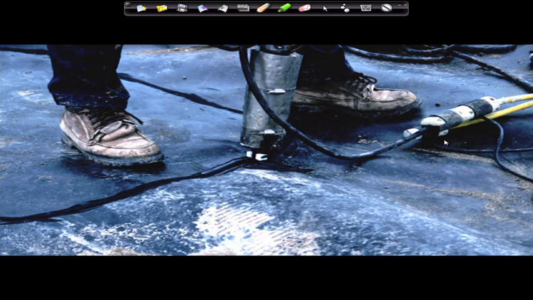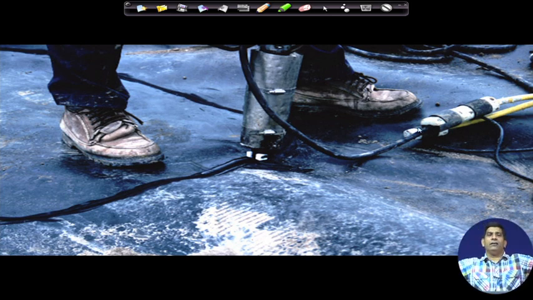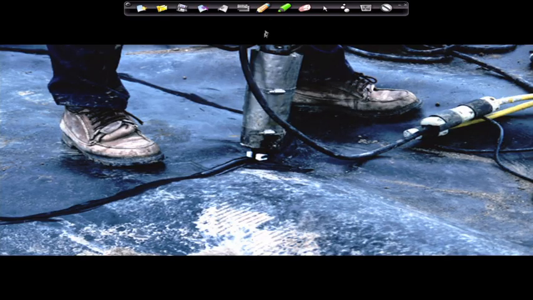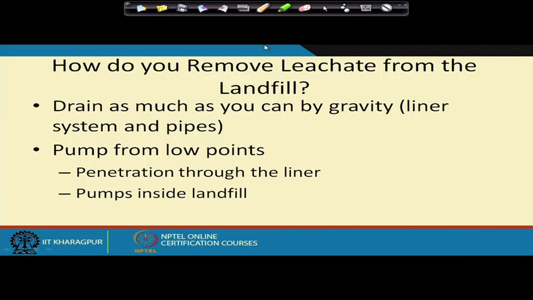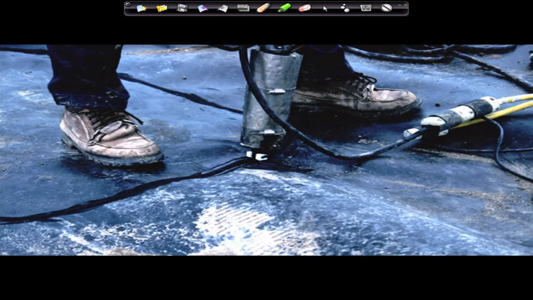And since this liner comes in a specific size, we have to weld them. We have to make this entire area one piece of HDPE, so we have to make this welding along all these edges. So that's how the whole thing is done.